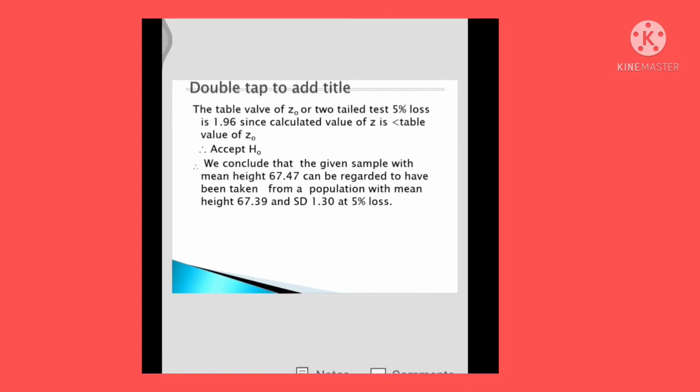Then we conclude that the given sample with mean height 67.47 can be regarded as having been taken from a population with mean height 67.39 and SD 1.30 at 5% level. It means mu1 is equal to mu0. It means the sample mean and population mean are the same. There is no significant difference.